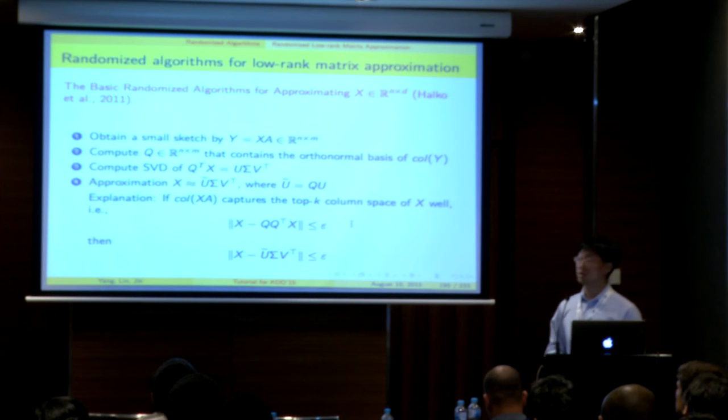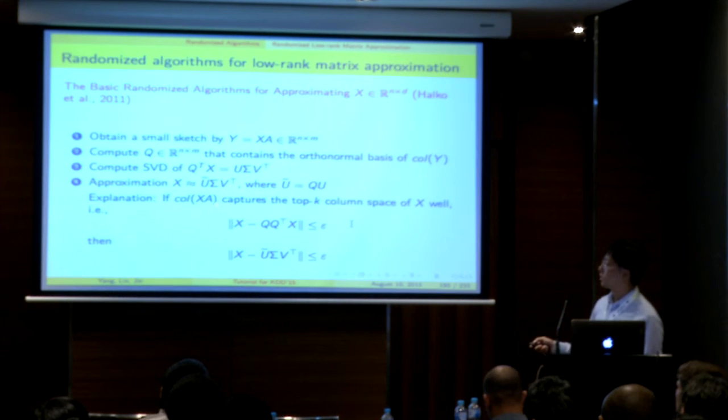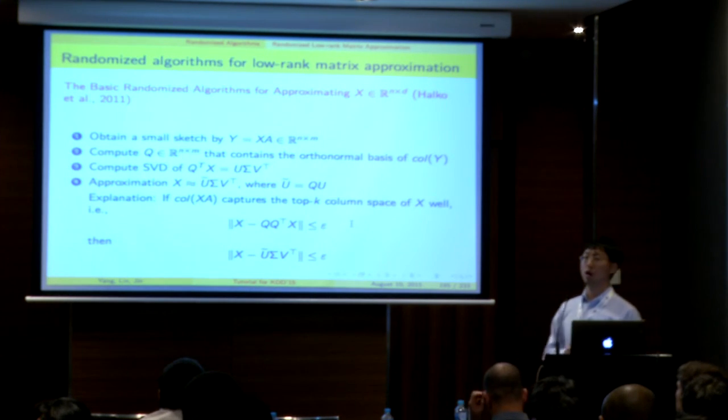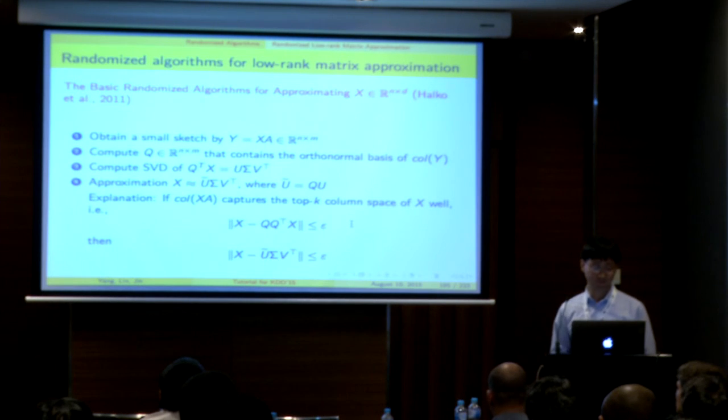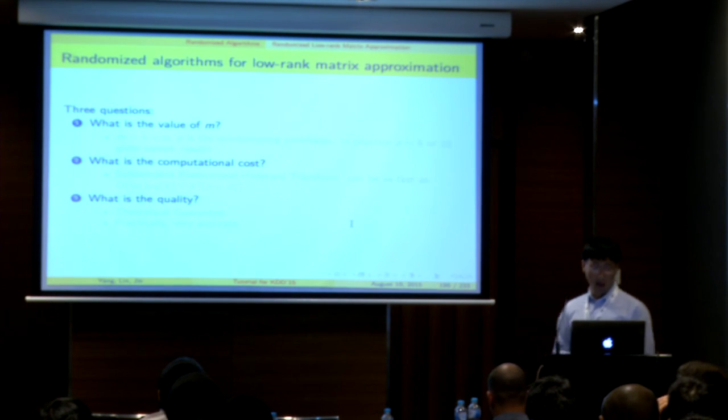Okay, so this is the randomized algorithm that allows the smaller sketch to capture the top K column space of the original matrix X very well. So in practice, actually, it works very well.